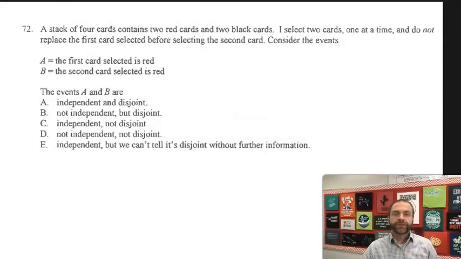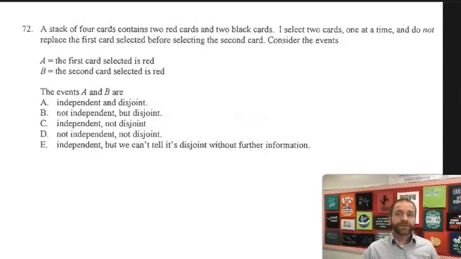We're looking at question 72 on the AP Statistics Midterm Review Packet, and in this one we're given a scenario. A stack of 4 cards contains 2 red and 2 black cards. I select 2 cards one at a time and do not, notice that italicized word, not, replace the first card selected before selecting the second card.